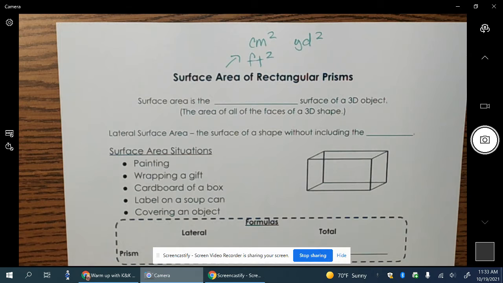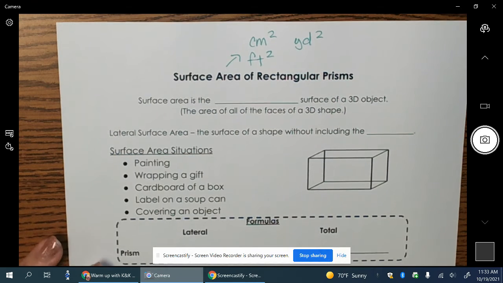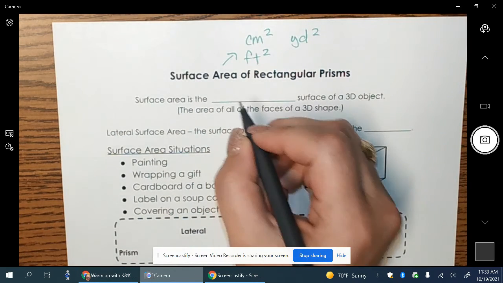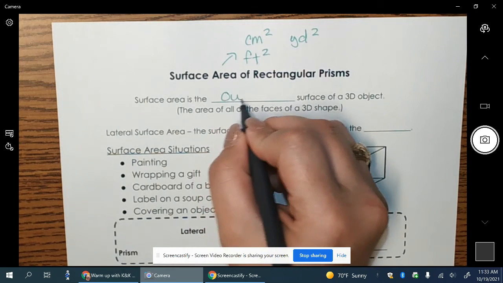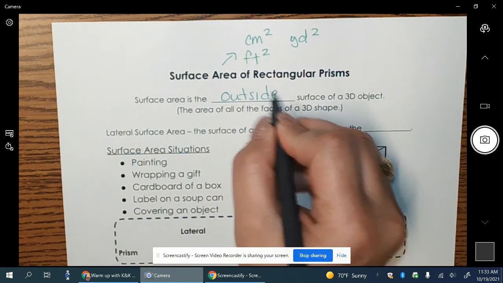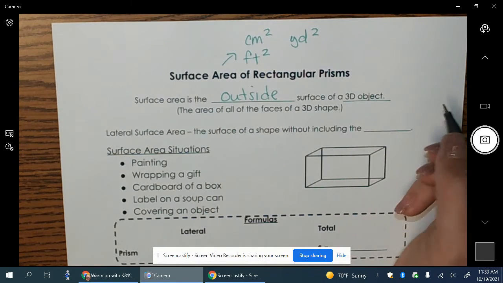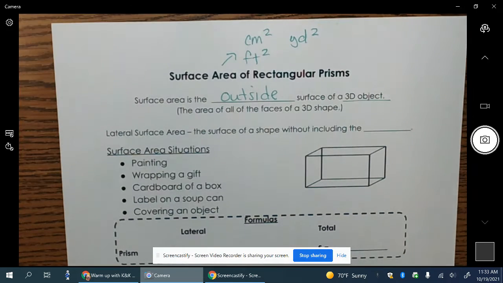Okay, so surface area is the outside of a 3D object. You add all the surfaces of a 3D object.